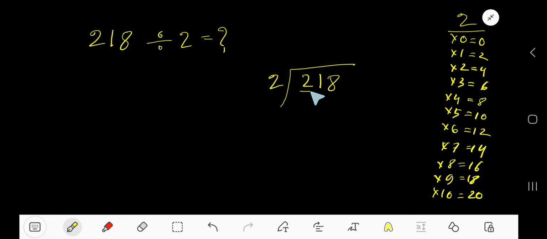2 goes into this 2 how many times? 2 goes into 2 one time. 1 times 2, 2. Subtract, 0. Bring down this 1. 0, 1 means 1.